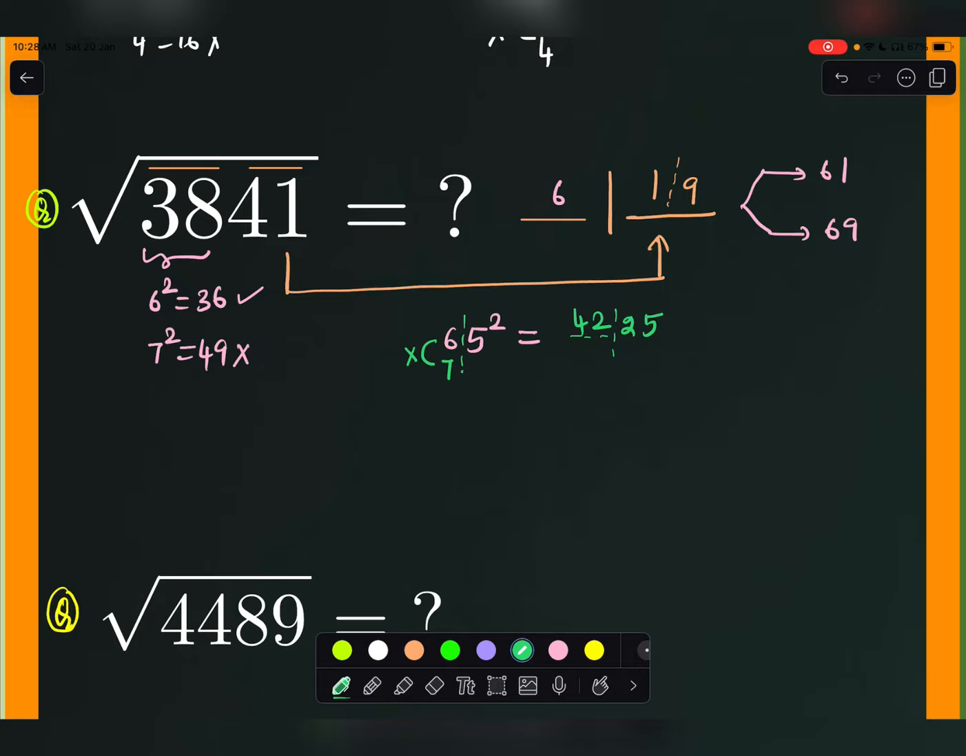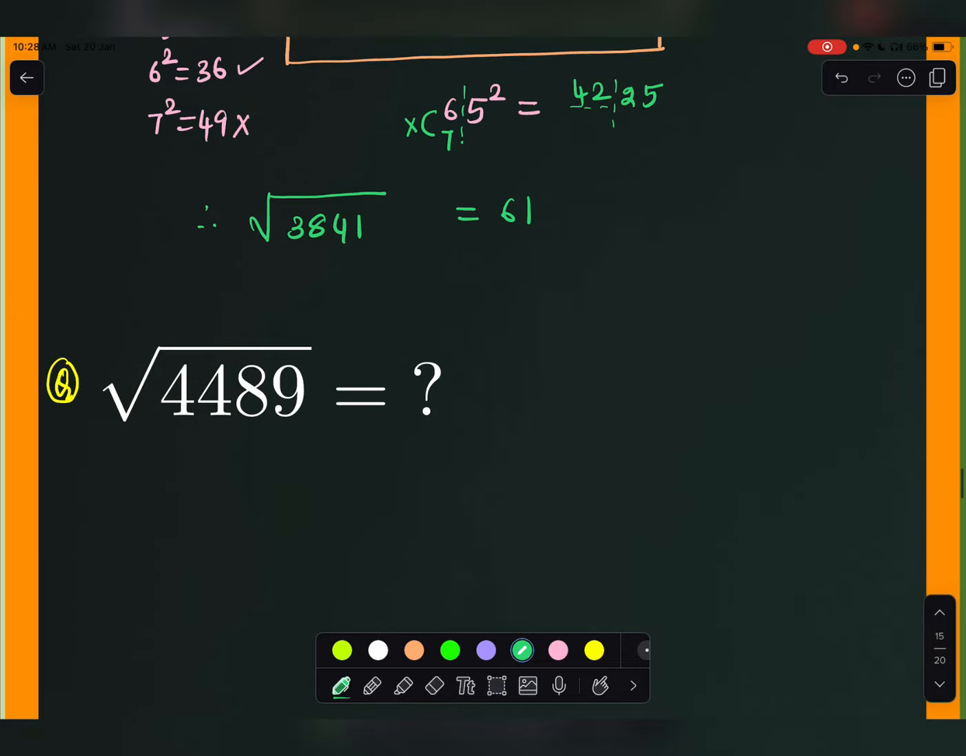When compared to your number, the radicand value 3841, which is less than it, right? So definitely your answer is less than 65, not more than 65. This is not correct. 61 is the only correct one. Therefore, the square root of 3841 is equal to how much? 61 we can get. We can solve in this way. We can estimate square roots in this way only.